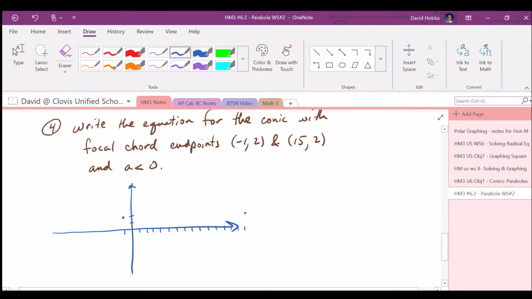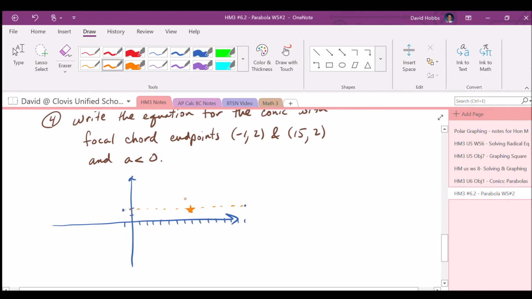And the focal chord, if you remember, is parallel to the directrix. So my directrix is horizontal. So this must be either an up or down parabola. And right at the middle is the focus. Okay, so if only we knew how to do the middle point of those. Oh, that's right, midpoint. So midpoint, average the x's. So add them up, divide by 2. So -1 plus 15 is 14. Divide by 2, so 7. And the average of 2 and 2 is 2. So my focus is at 7, 2.